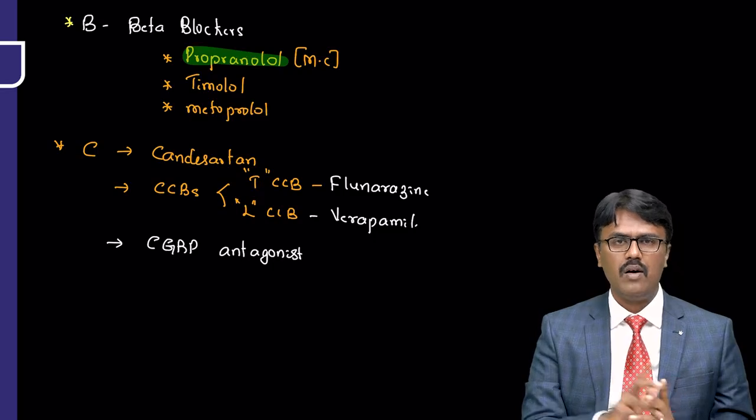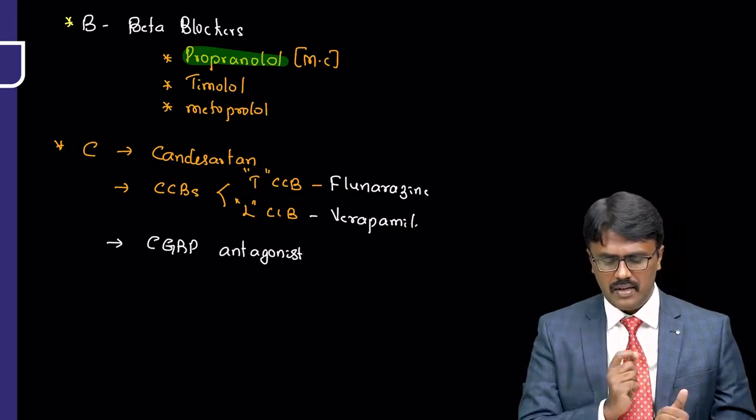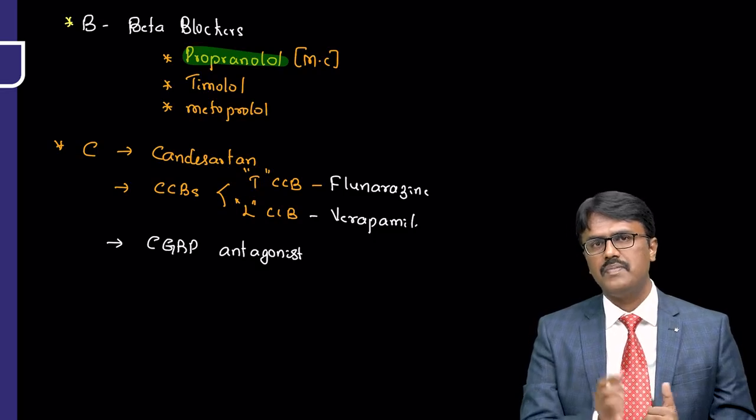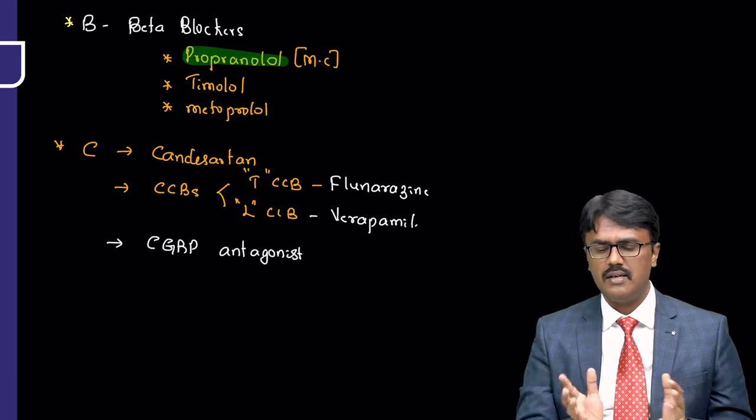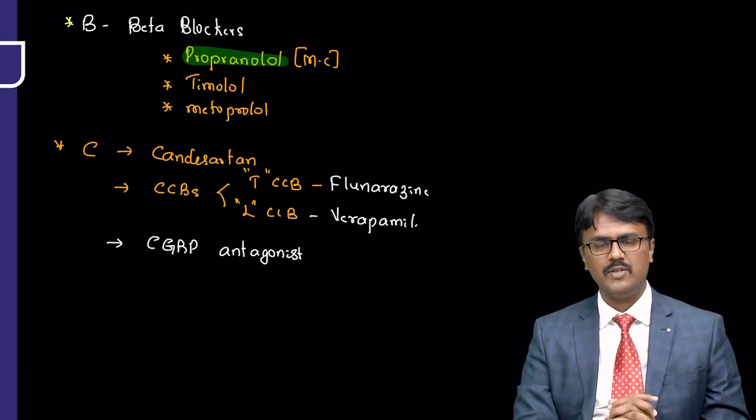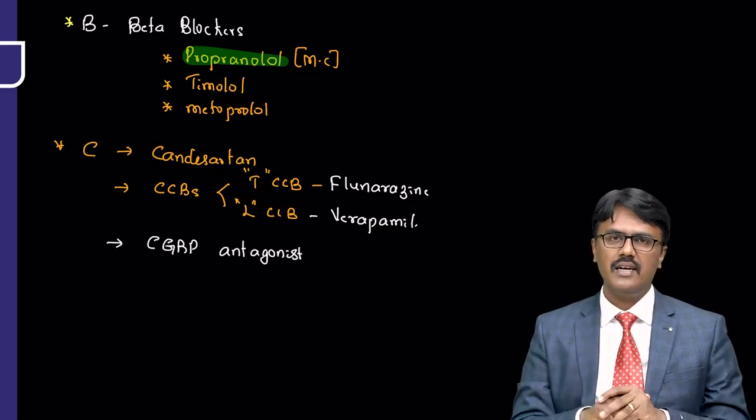Then CGRP, they all end with MABs: erenumab, then galcanezumab, then fremanezumab, and the last one is eptinezumab. So these are the drugs we use for migraine. Okay, so that is about serotonin pharmacology and drugs for migraine.